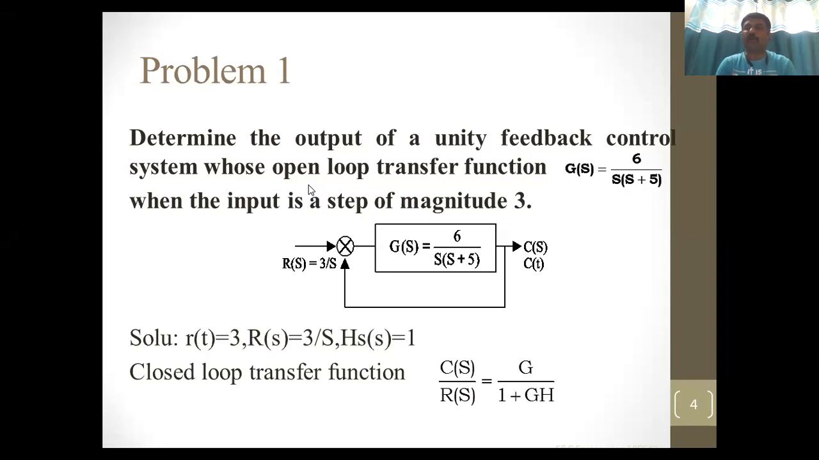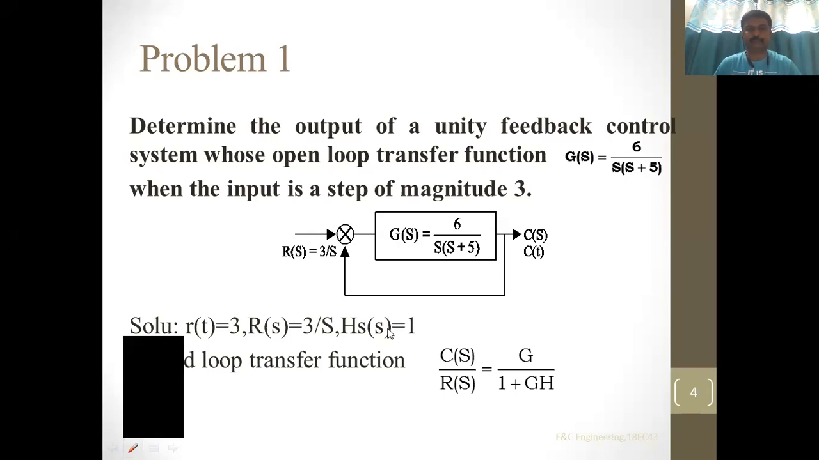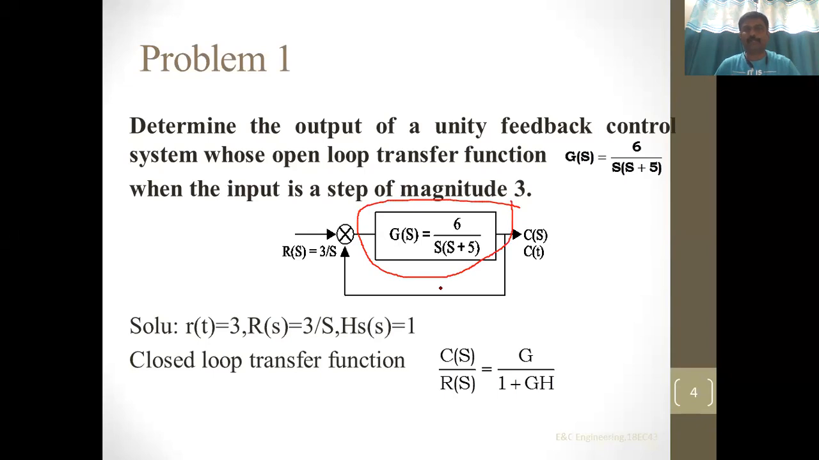Is it okay? In the problem, open loop transfer function G of S is given as 6 divided by S into S plus 5, when the input is a step of magnitude 3. It is not a unit step response. It is a step response with a magnitude 3. Is it okay? Now you can observe from the block diagram. This is the block diagram associated with the system. Now this is the open loop transfer function, feedback H of S is 1. This is a unity feedback system, a unity negative feedback system.